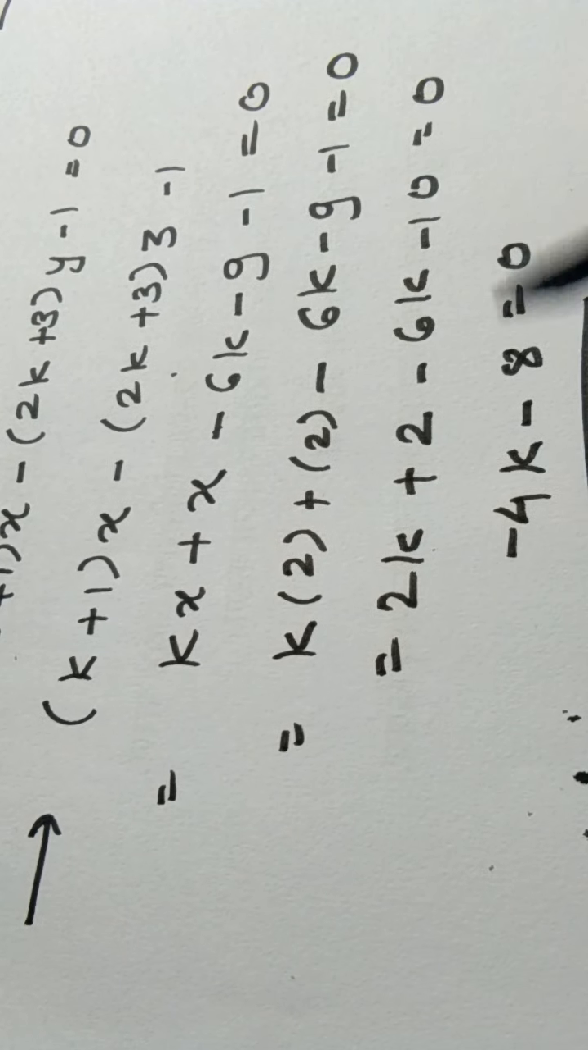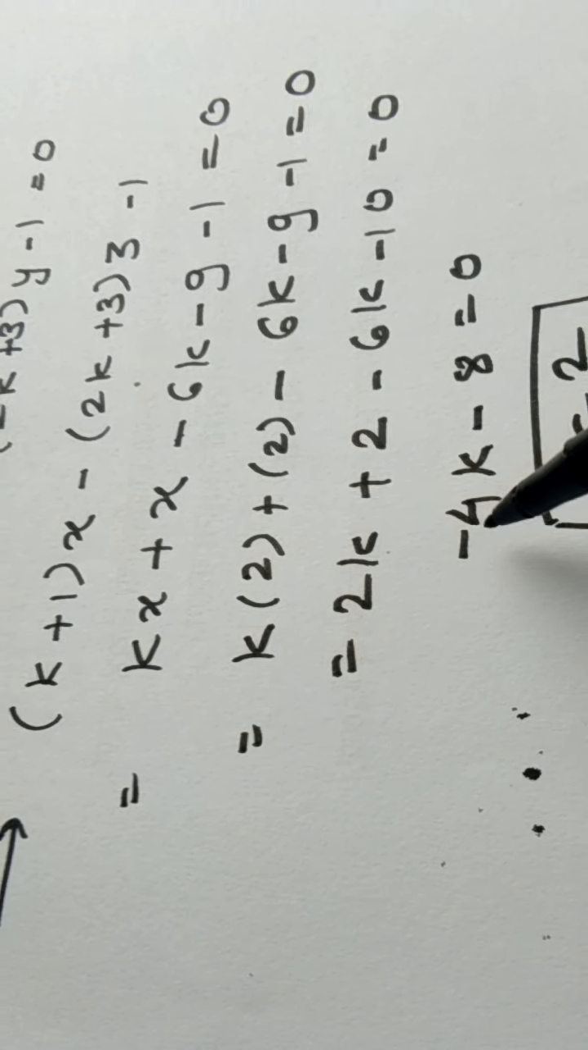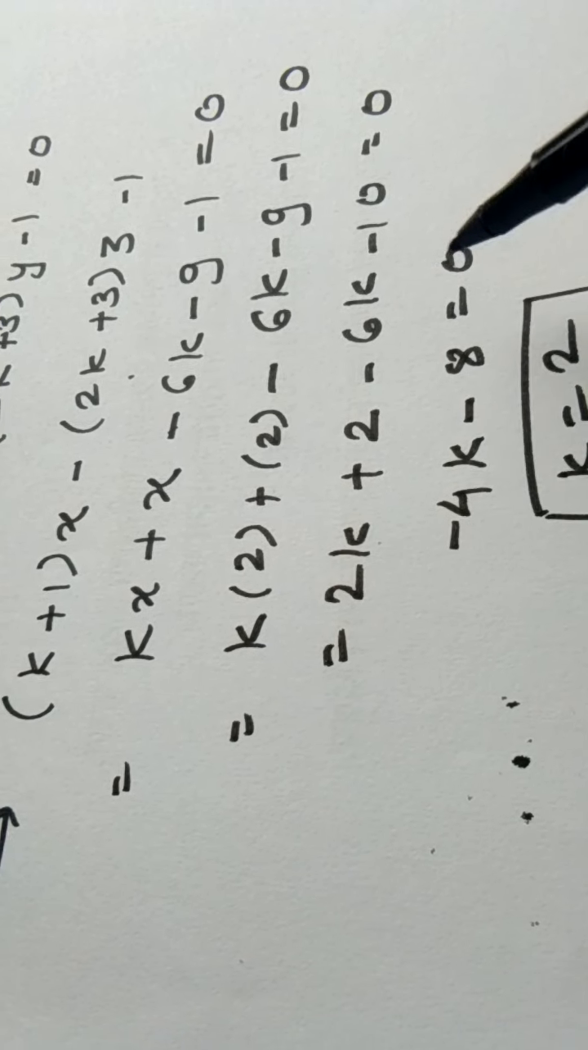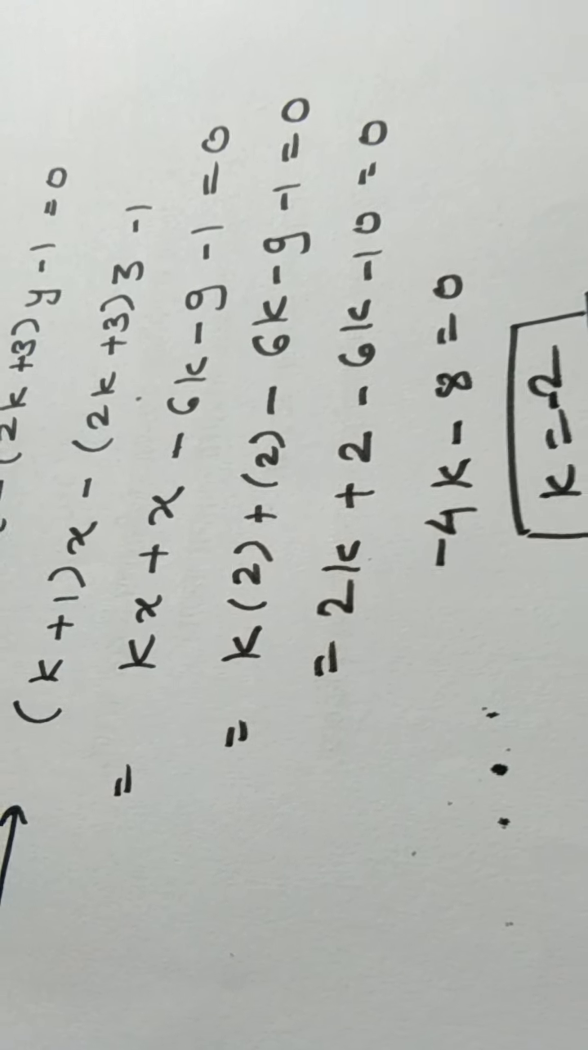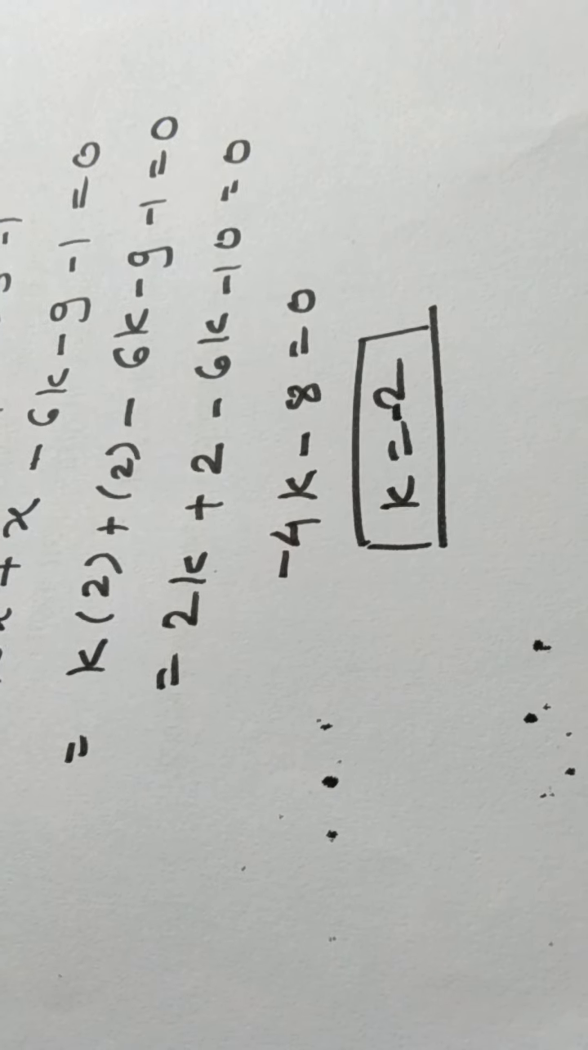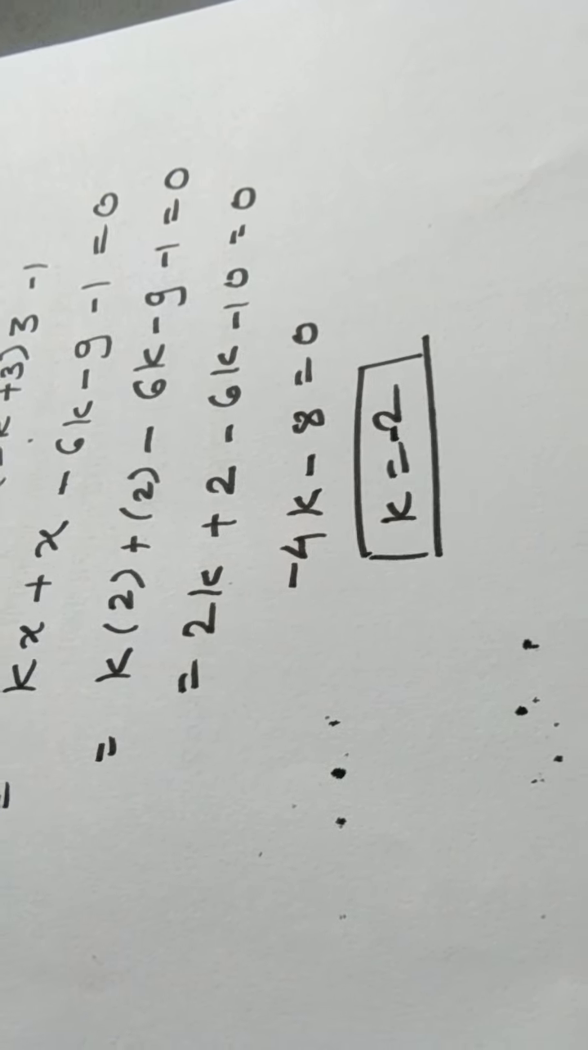We have to find 2 or minus 2. Minus 4k is minus 8 is equal to 0, that is k is equal to minus 2. Now today we will stop here.